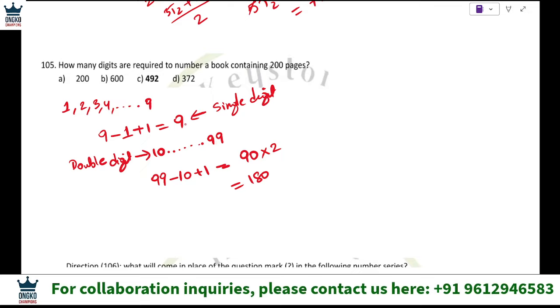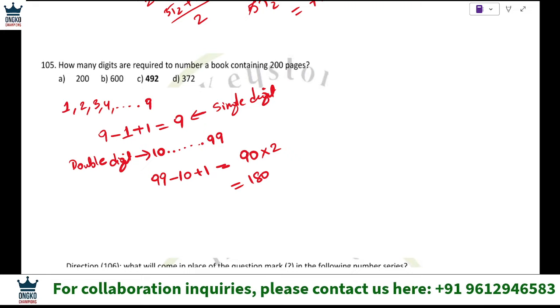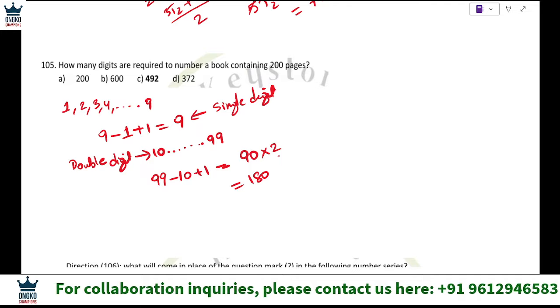For one digit, 1 multiplied will give us only the number. So 9 into 1 will give us 9, right? For which we did not multiply by 1. Only for 2 digits we are multiplying by 2.